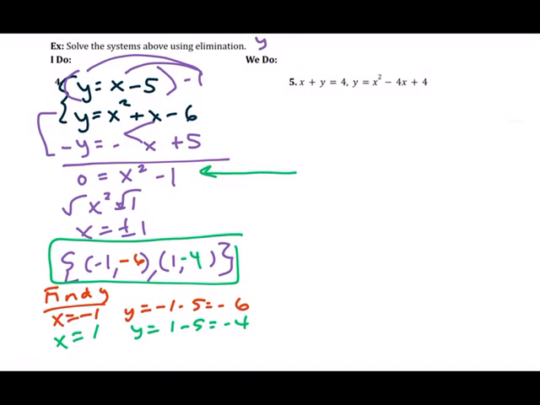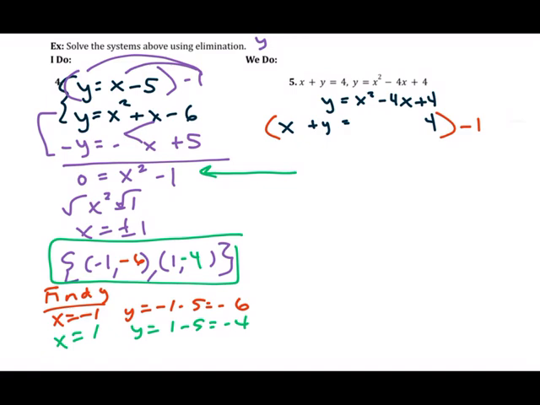Okay, I'm going to rewrite these two equations on top of each other so that it's a little easier to see what's going on here. So y equals x squared, I'm going to write my quadratic first, minus 4x plus 4, and x plus y equals 4. And I'm going to make sure that all my variables are lined up, my y's are lined up, my constants are lined up, my equal signs are lined up. So I'm asking myself, what could I do to one equation to eliminate y? Well, I could take this second equation and I could multiply it by negative 1.